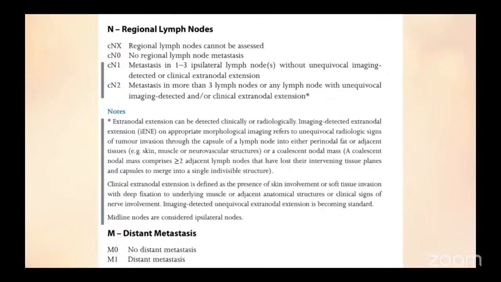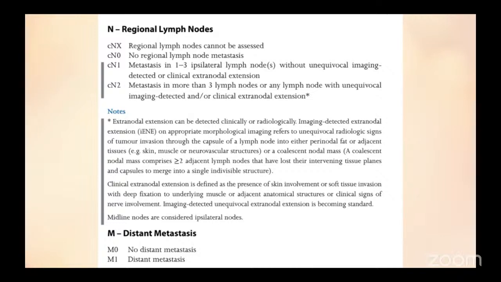So the classical oral cavity nodal staging or other head and neck nodal staging used to be followed, but now N1 is 1 to 3 ipsilateral lymph nodes without unequivocal imaging-detected or clinical extranodal extension, and N2 is metastasis in more than 3 lymph nodes or imaging-detected or clinical extranodal extension. So N3 is not there, N2a, b are not there. And midline nodes are classified under ipsilateral nodes.